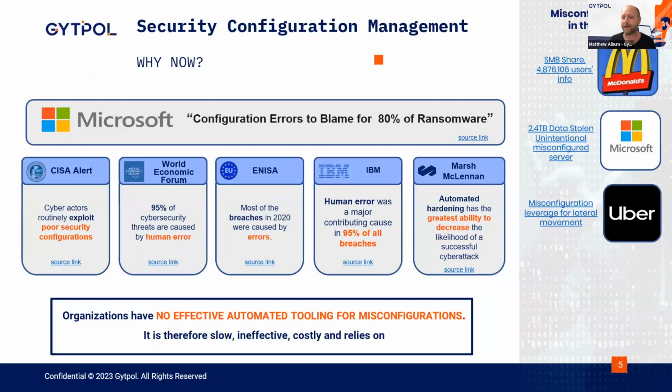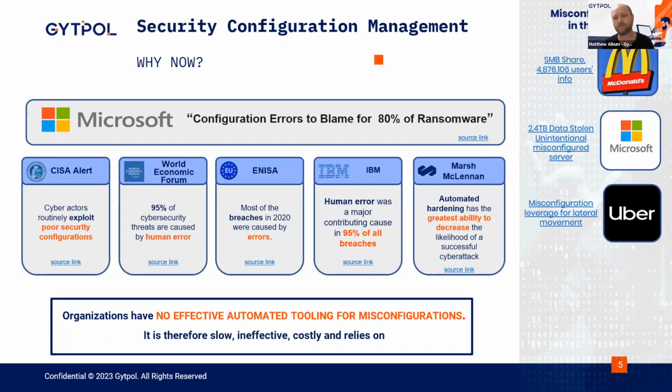So why do we care about all of this? Well, in the last 6 months or so, many organizations have started saying misconfigurations are probably the main reason why you're going to suffer a cyber attack. And the fact that there's no automated tooling in the market means that it's very difficult for organizations to do it successfully. They're always playing catch up.